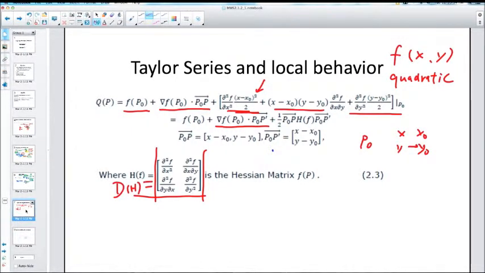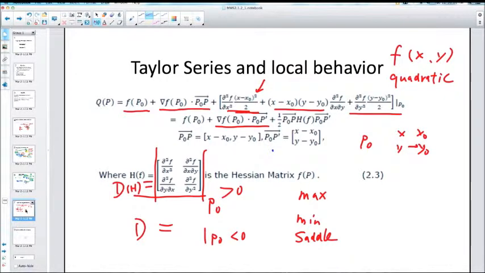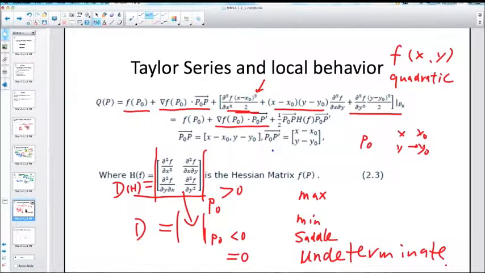So look at this determinant. If it's positive at the point P0, that will be either maximum or minimum. If this determinant at the point P0 is negative, that will be a saddle surface. But if this determinant, I just skipped this, is 0, we don't know. I'll call it indeterminate. That's why it's called a determinant.